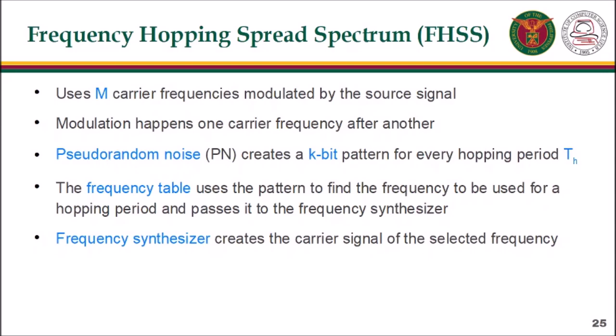One technique is the frequency hopping spread spectrum. It uses M carrier frequencies modulated by the source signal. Modulation happens one carrier frequency after another. A pseudo-random noise generator creates a k-bit pattern for every hopping period t sub h. The frequency table uses the pattern to find the frequency to be used for a hopping period and passes it to the frequency synthesizer. The frequency synthesizer creates the carrier signal of the selected frequency.